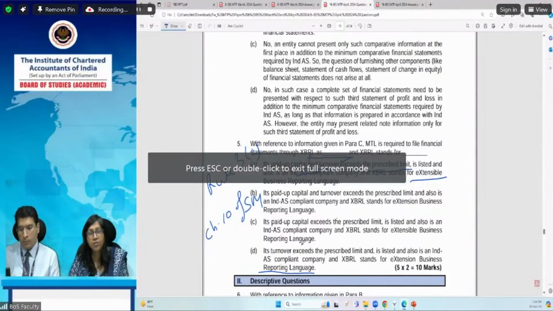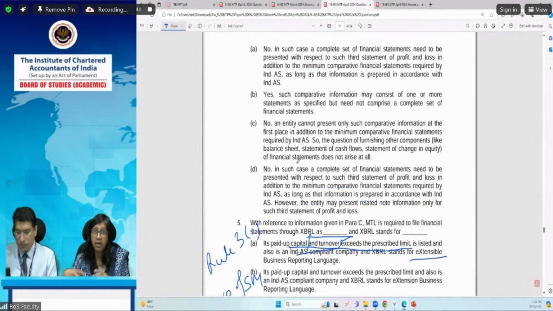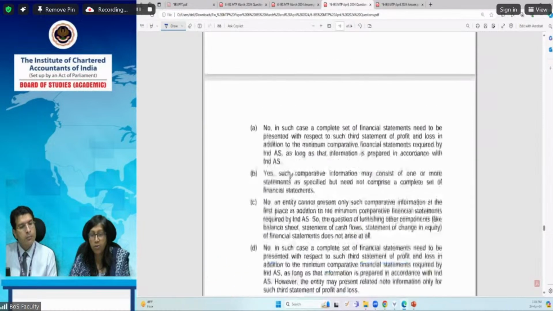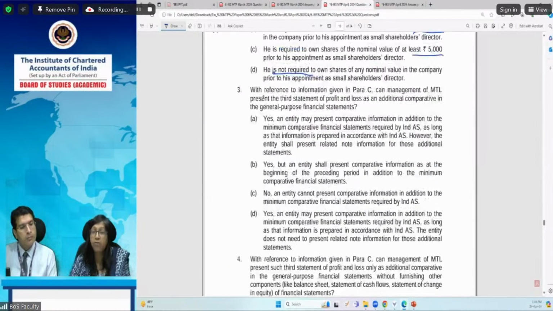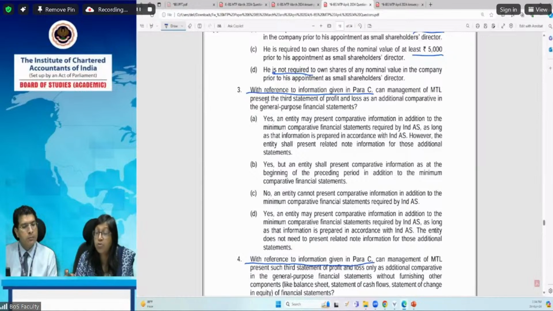Thank you, Shraddha, for giving insight on MCQ 2 and 5. Now, students, let's move to our MCQ 3 and 4. So we are in para C only. See, if we go through MCQ 3 and 4, it talks about with reference to information given in para C. And this MCQ 4 also talks about with reference to information given in para C. So let's move on to para C again and see what is the entire information given in para C, so that we will be able to answer these two MCQs.